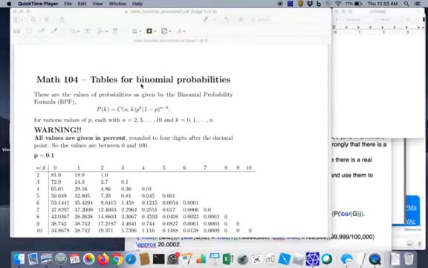Hello everyone, this is the third clip for day 28 and I want to talk about how to find binomial probability values in the table that I've posted on Canvas.